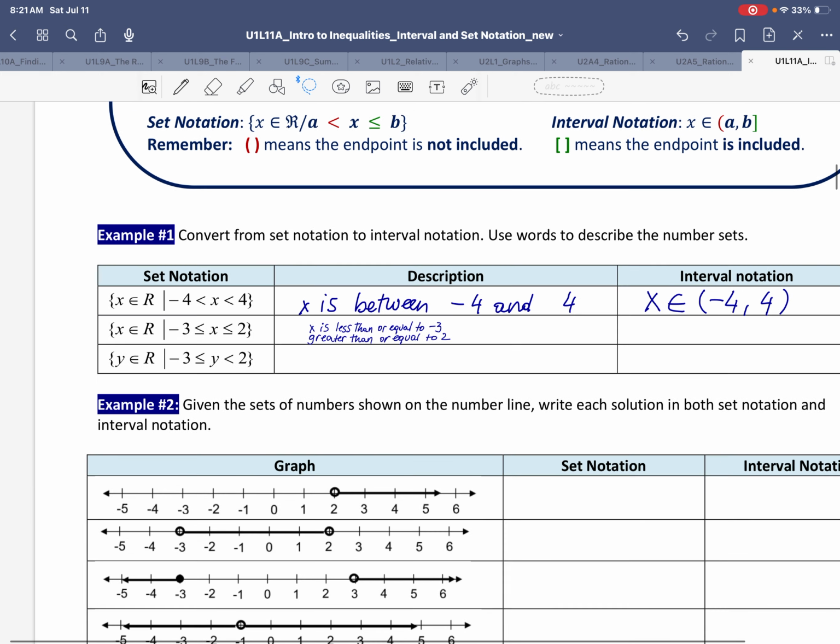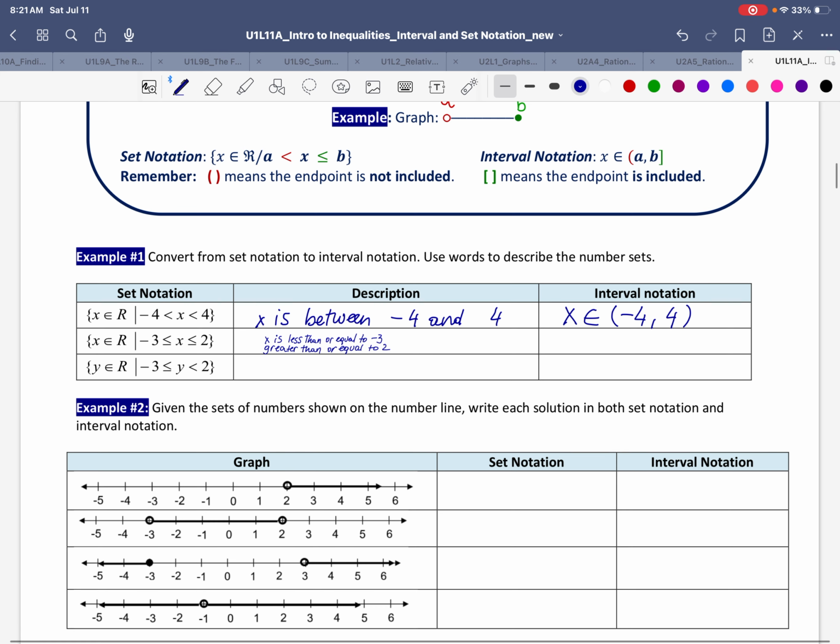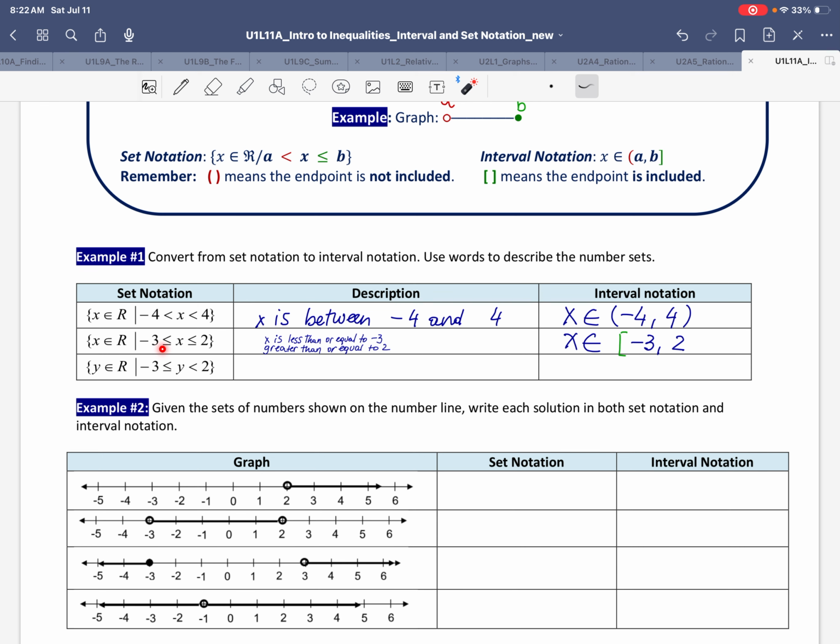Now, in interval notation, we would write this as x belongs to the set or to the interval. Now, since we have -3 and 2 as endpoints, we'll start with the lowest, finish with the highest, separated by a comma, and we will include the endpoints because we want x to be equal to each of these values, and we'll indicate this by square brackets in interval notation.